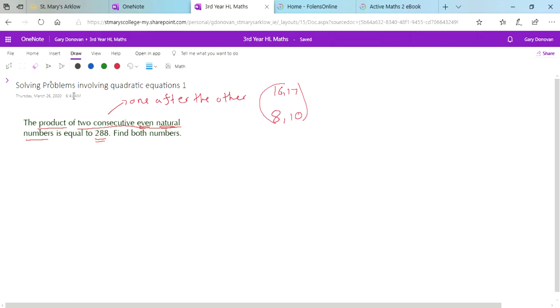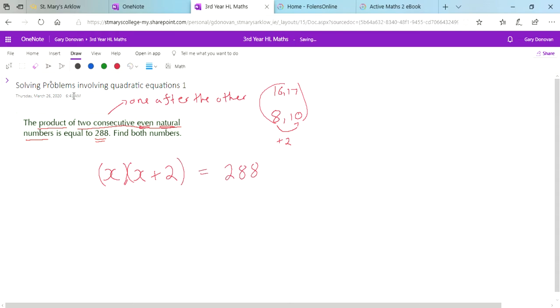So whenever we don't know something or don't know a number, we call it x. So let's call the first number x. If the first number is x, what must the second number be? Well, it's the consecutive even number, and the next even number will be x plus 2. Just like to get from 8 to the next even number 10, you add 2. And it's the same for any even numbers. So the product of these means if we multiply them together, it gives us 288.